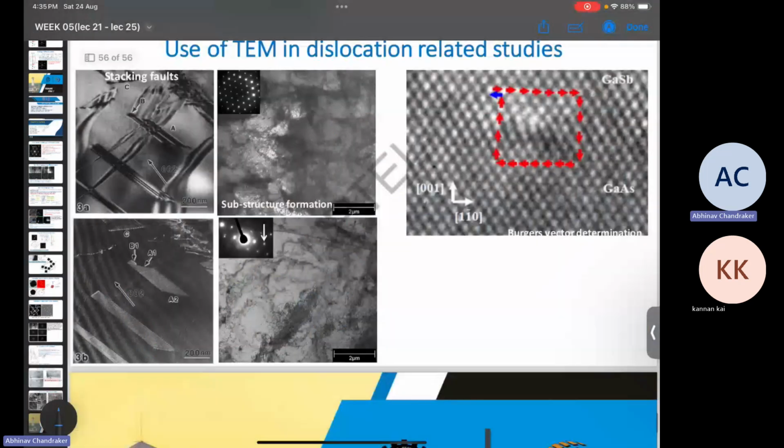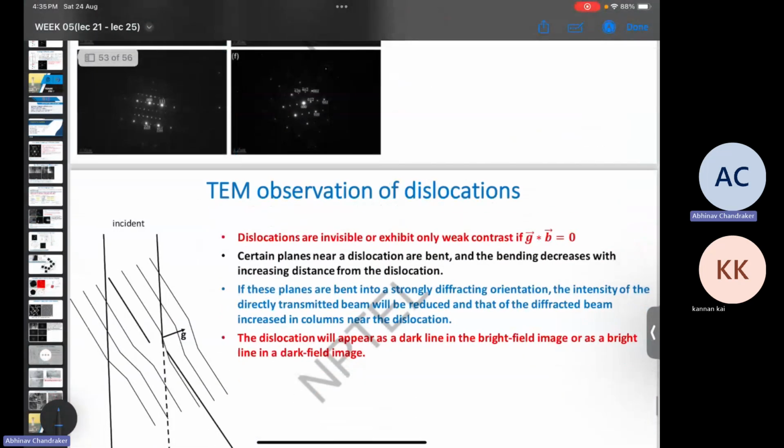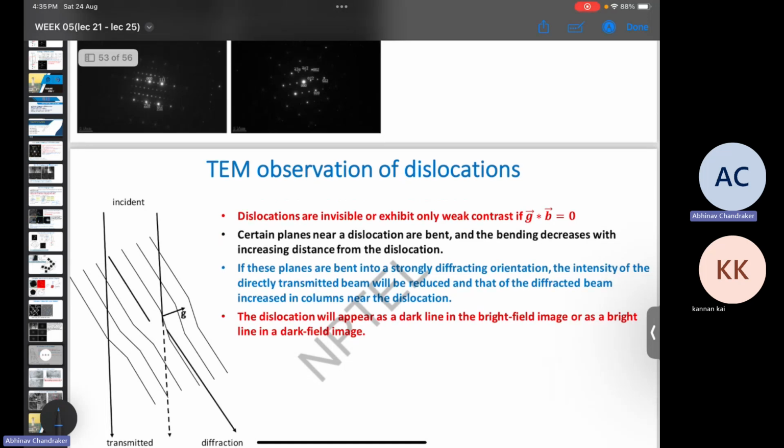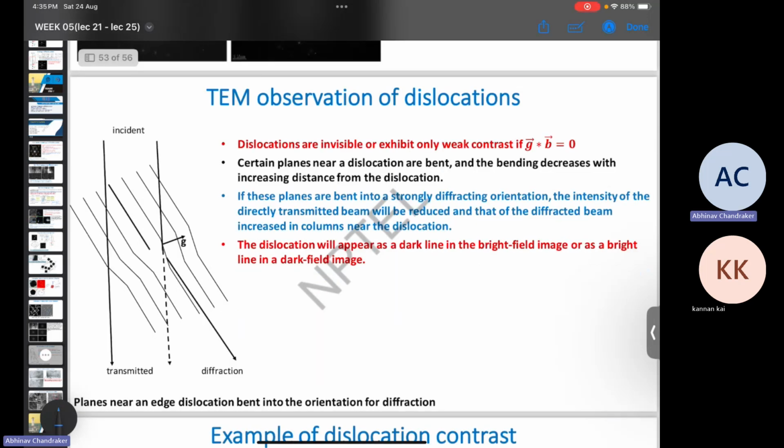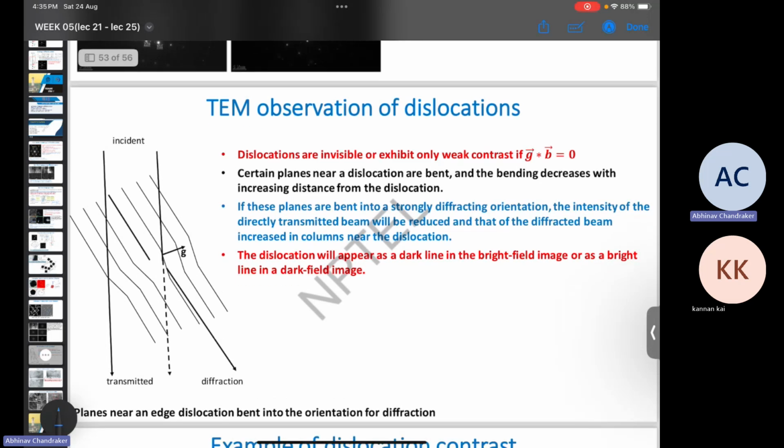Now we'll come to dislocations. Okay, so we'll have less time for the assignment, but it's fine. Now that I have explained all of this, the assignment is a very small subset of what all I have explained, and you all should be able to do it by yourself. I'll just tell you the answers quickly.